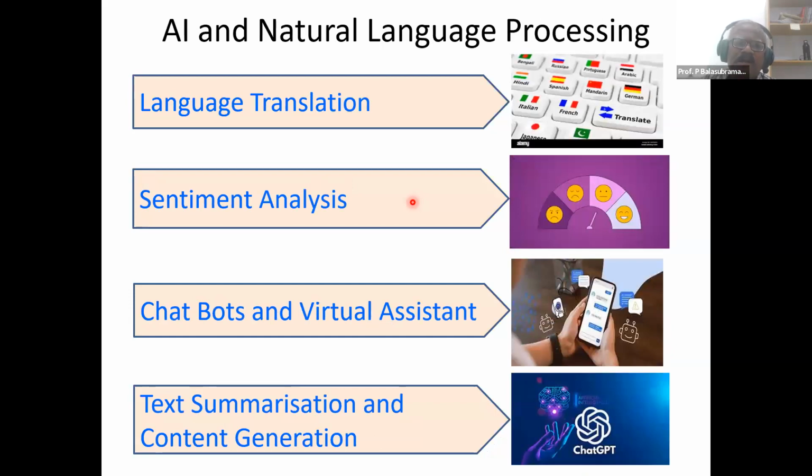Now, as I told already, there is a special division called natural language processing. You might have heard about ChatGPT, which does text summarization and content generation. If you ask a simple question, it will search the web and then process the data in such a way that you cannot identify that it is machine-written content. You can just feel that it is human-prepared content. That way it will prepare.